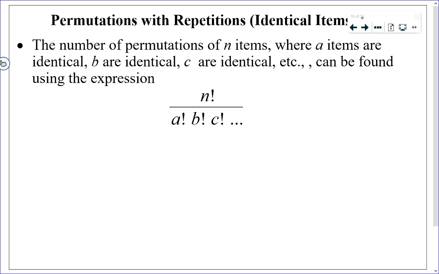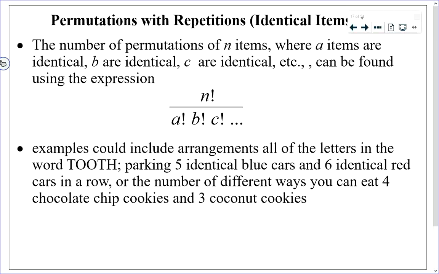So, for example, this could be arranging the letters from the word tooth. There are 5 letters in the word tooth, so the number of different unique arrangements of those 5 letters would be 5 factorial, but you would need to divide that by 2 factorial because there are 2 T's. You would also need to divide that by 2 factorial because there are 2 O's.